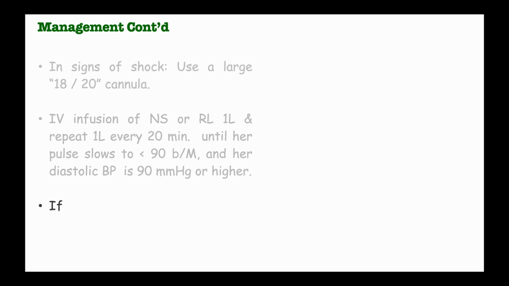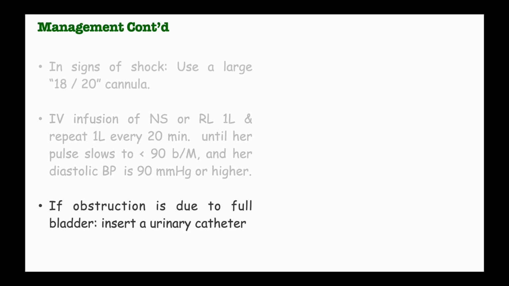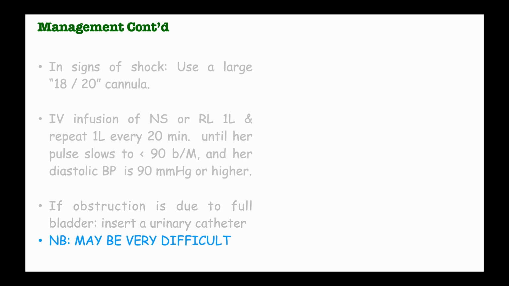Now, you also have to determine if the obstruction is due to a full bladder. Then you must insert a urinary catheter to drain it. And usually, relieving this obstruction may be enough to allow the baby to be born. It is important for us to note that catheterization at this stage may be very difficult because the urethra is also obstructed by the deeply engaged baby's head. And so you need some expertise and skill in order to pass the catheter.